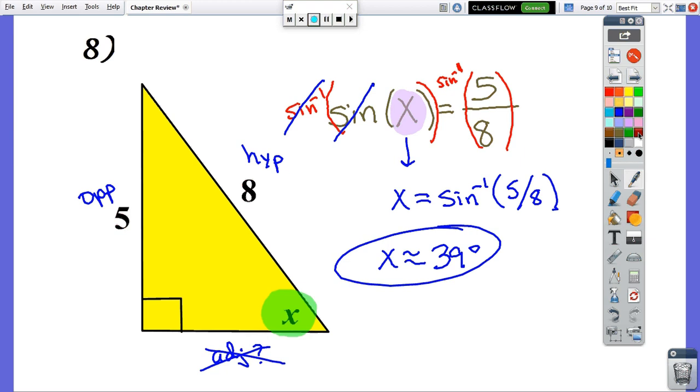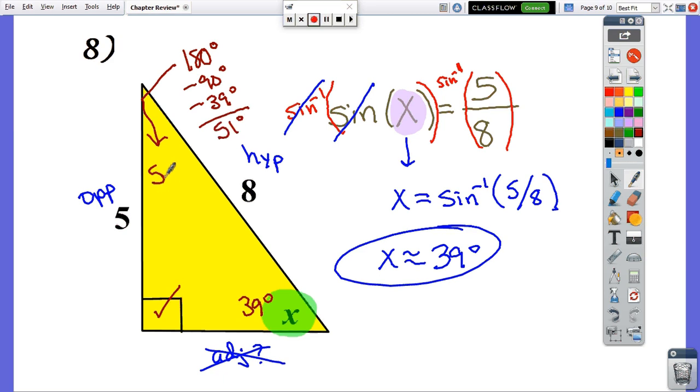Now, before I end this video, I just want to throw out there that if I asked you to figure out how big this other angle was, then just remember that all triangles had 180 degrees, and we could take 180, we could deduct the 90-degree angle that's in there, and we could deduct our now 39-degree angle that we figured out for x, and how many degrees would be left over? Oh, about 51 degrees. And so we didn't have to use another trig problem to figure out the third angle of a triangle.